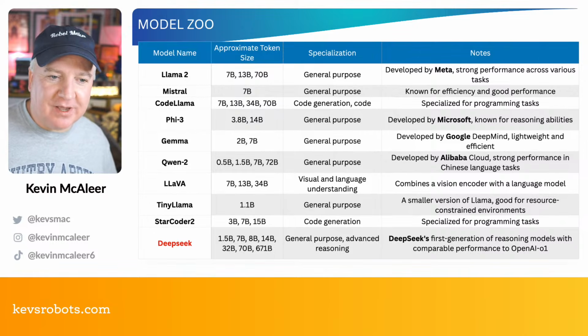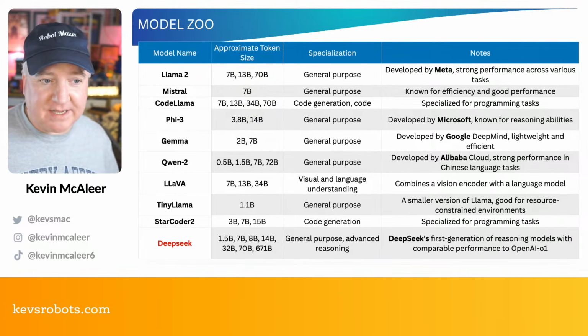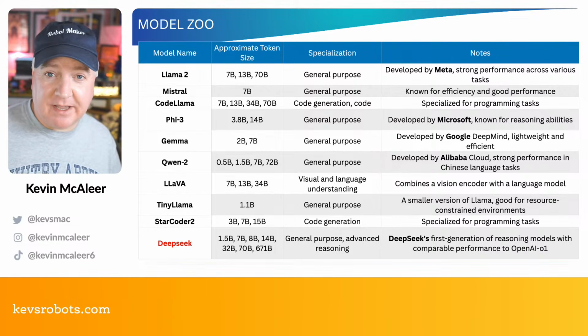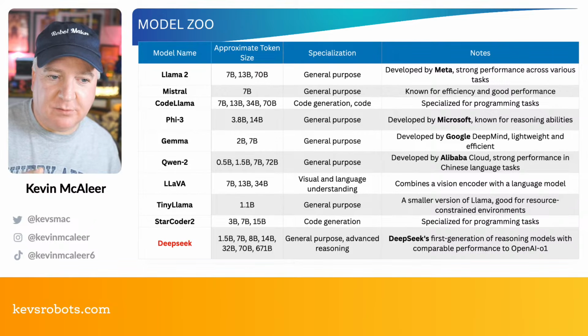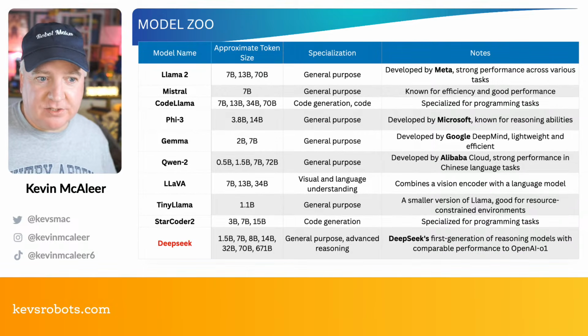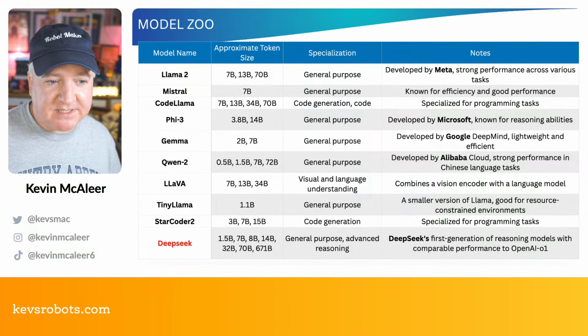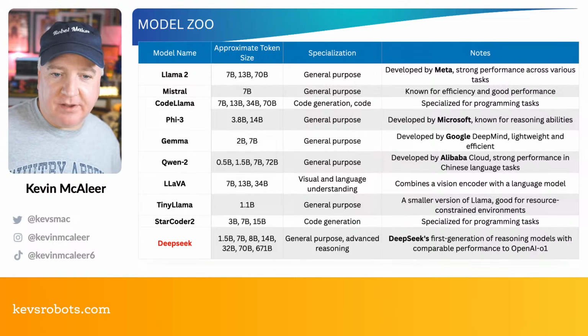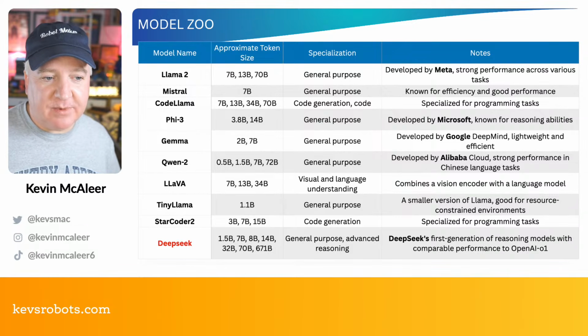So here's the model zoo I've just gathered from the Ollama website. So Llama 2, that's actually by the creators of Facebook and Instagram, Meta. They developed that as a kind of general purpose all-rounder, and it comes from 7B up to 70B in token sizes. Then we've got Mistral, which is known for its efficiency and good performance, 7 billion tokens. We've got Code Llama, which is a specialist one for doing programming and code generation, code analysis. So maybe we could try that one in a minute.